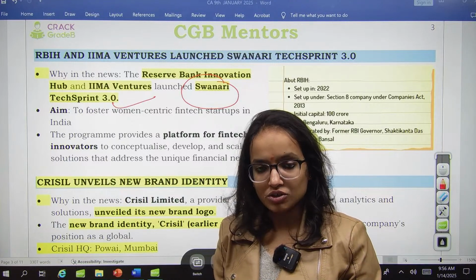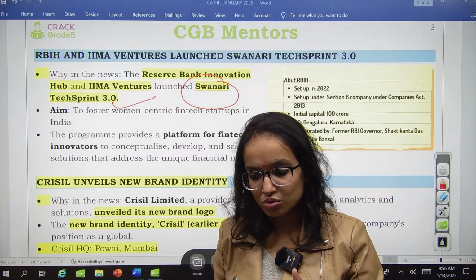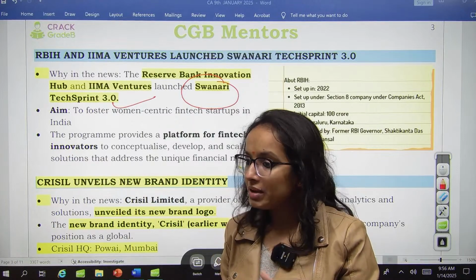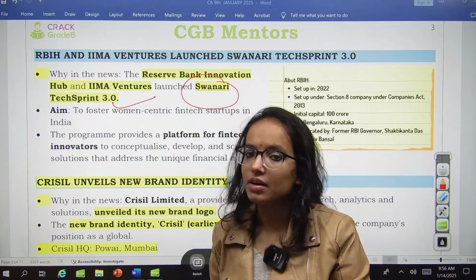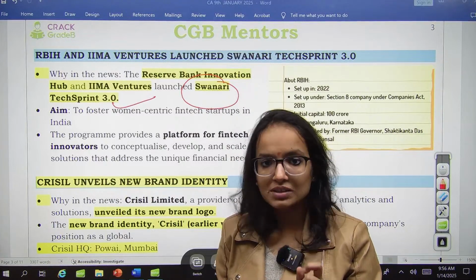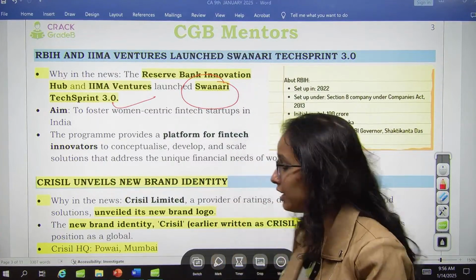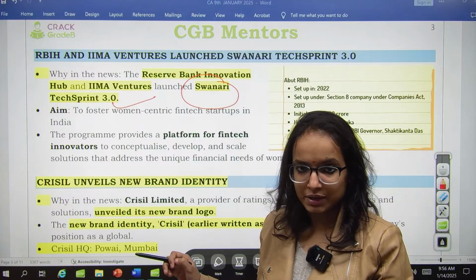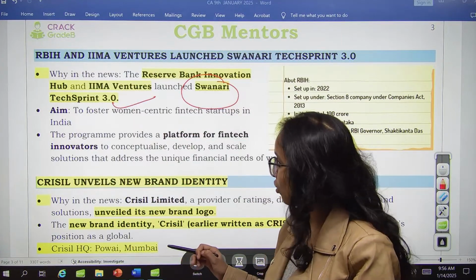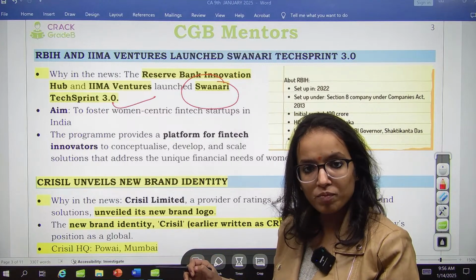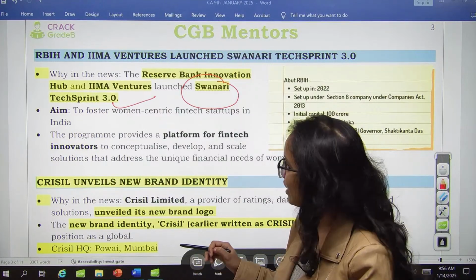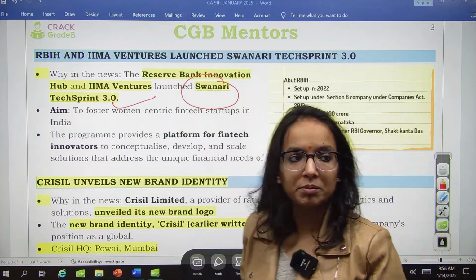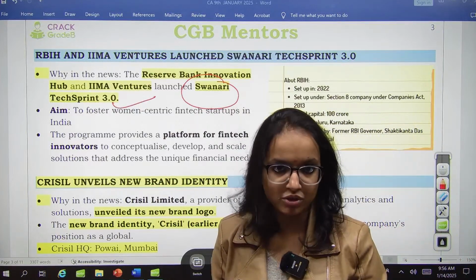Via this sprint, they want to empower the women population. They want to make women familiar with fintech, financial technologies. This is the broader aim, right? So this is 3.0, the third version of Swarnari Tech Sprint. And this has been launched in collaboration with whom? Remember, IIMA Ventures. And in fintech startups, they want to promote women participation with this.